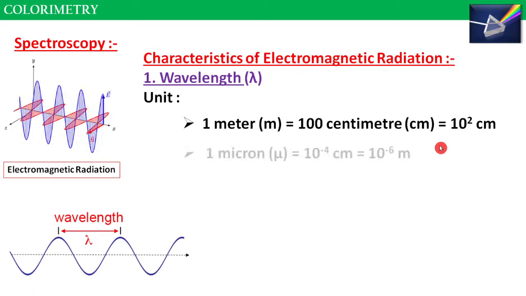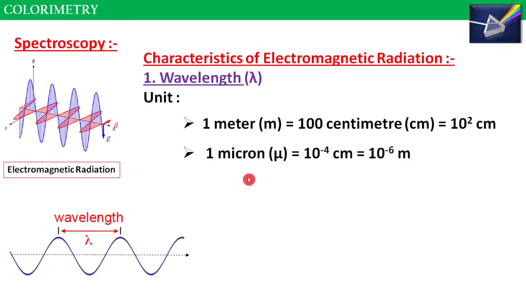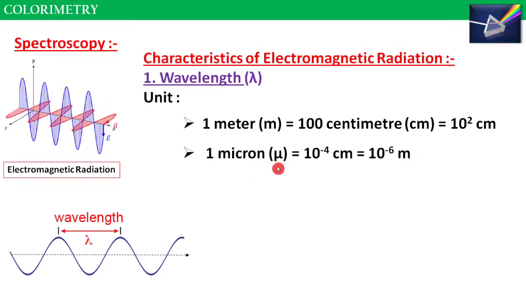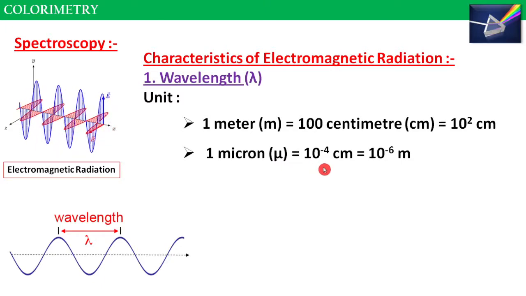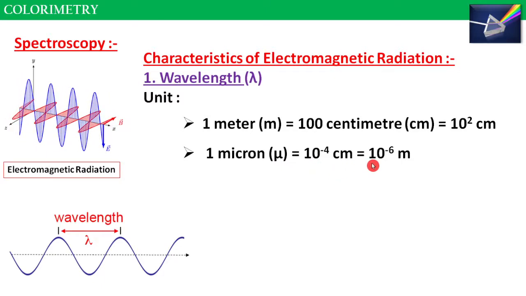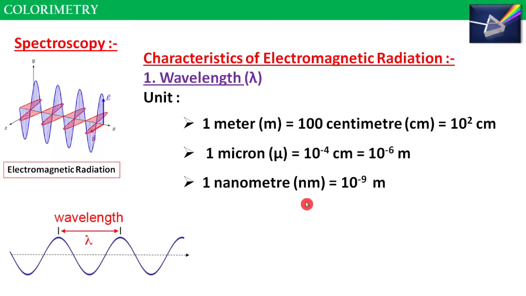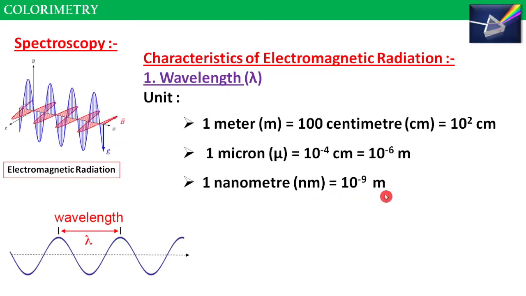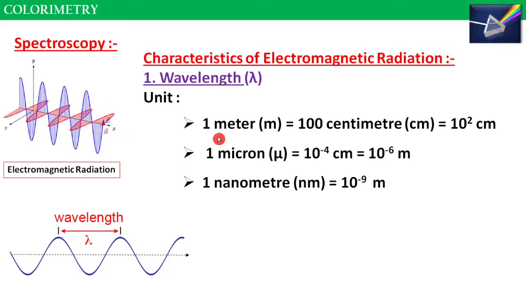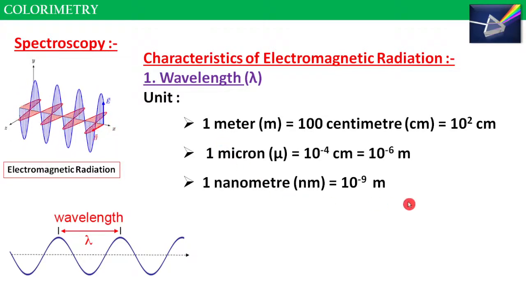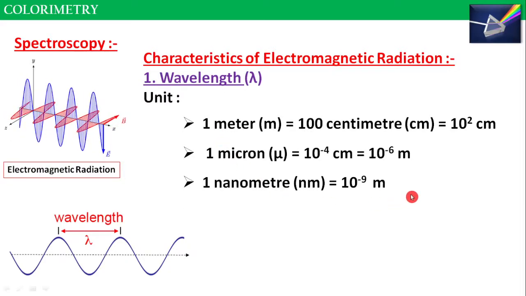Second unit, 1 micron, symbol is mu, is equal to 10 raised to minus 4 centimeter, equal to 10 raised to minus 6 meter. Next, 1 nanometer is equal to 10 raised to minus 9 meter. These are the different conversions we will require while solving a problem.